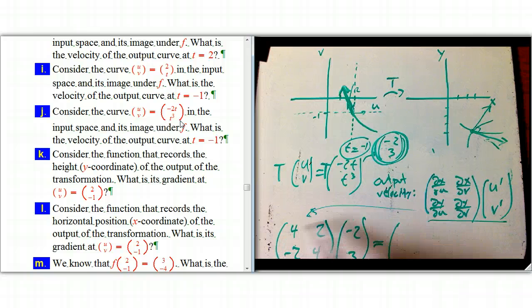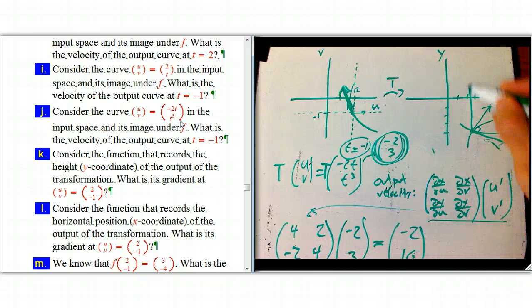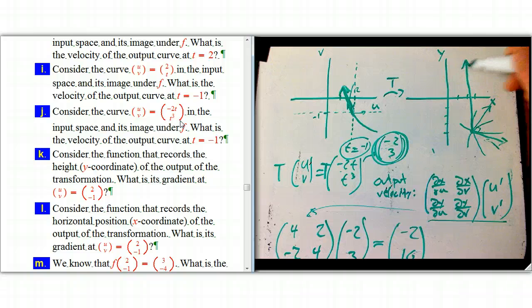Minus 8 plus 6 is minus 2, and minus 4 plus 12, no, 4 plus 12. Okay, so it's going a little bit left and way up. So whatever the output curve is, who knows exactly where it's going right now, it's got that tangent vector. So that's a nice interpretation of the matrix of derivatives. I'll continue this later.